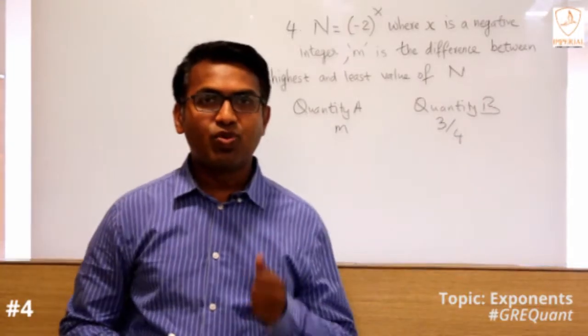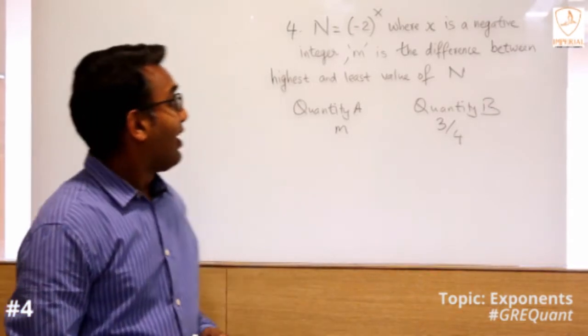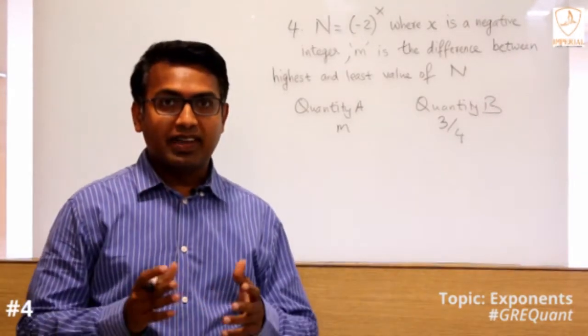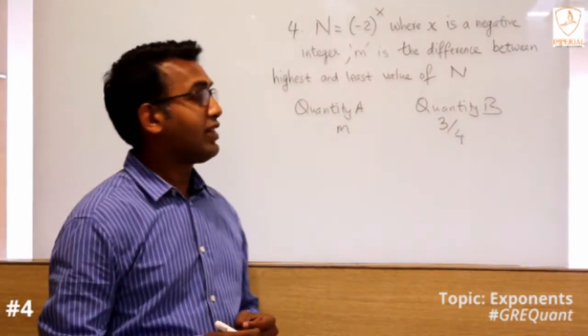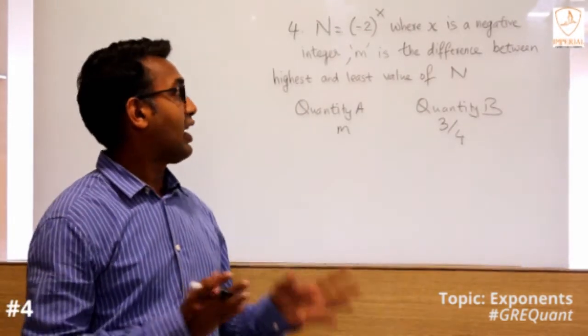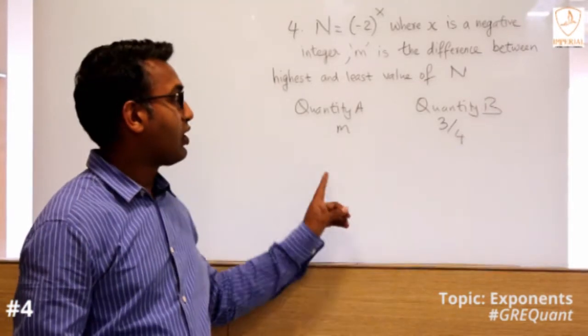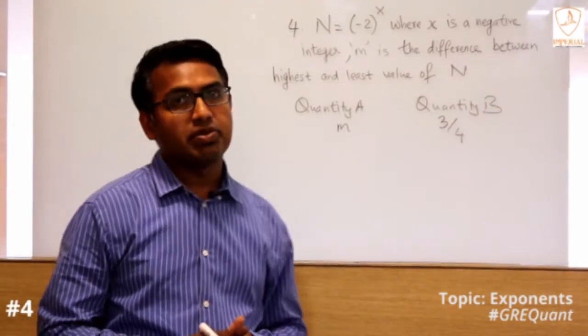Alright guys, let's move on to question number 4. Now the level goes up a little bit. I hope you got this right. So the question is n equal to minus 2 power x, where x is a negative integer. M is the difference between the highest and the least value of n. Quantity A, m, and quantity B, 3 power 4.